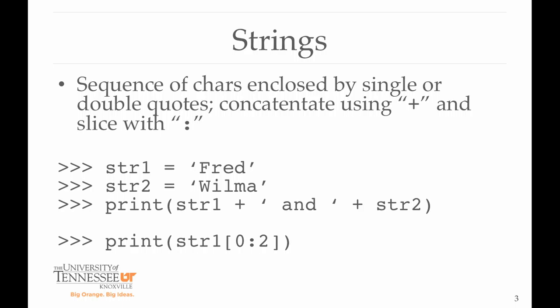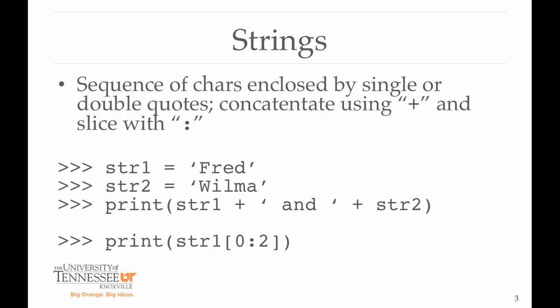This very simple example is an illustration of defining two strings. One of them will define the string variable we'll call str1. It will store the string Fred. And then the second string variable, str2, will be defined as Wilma. I guess I'm thinking of the Flintstones here. So I have two string variables that are defined with those two different strings. And then we execute this print command to illustrate the use of not only print, but the concatenation operator plus.